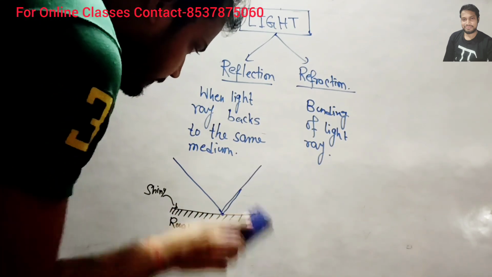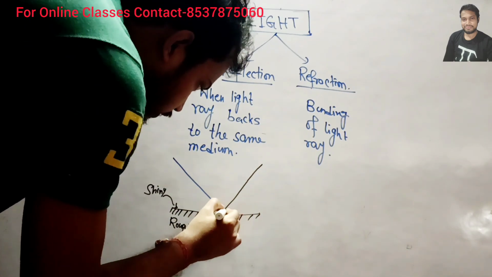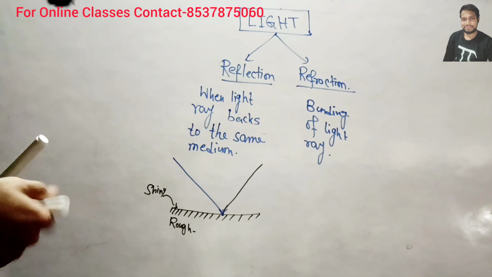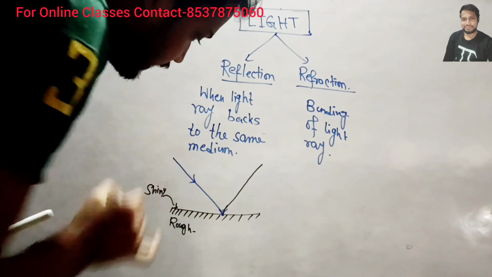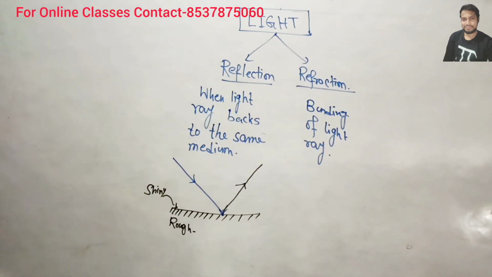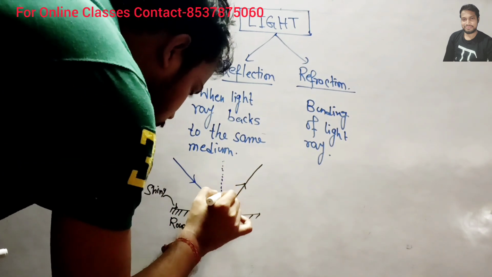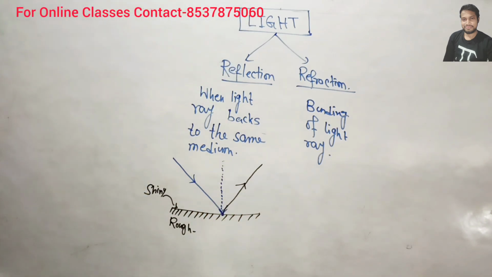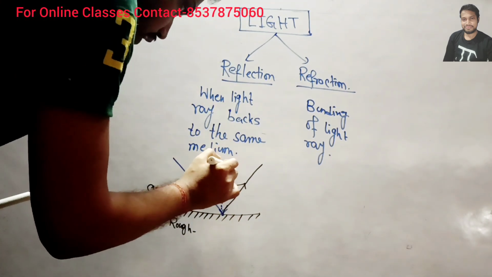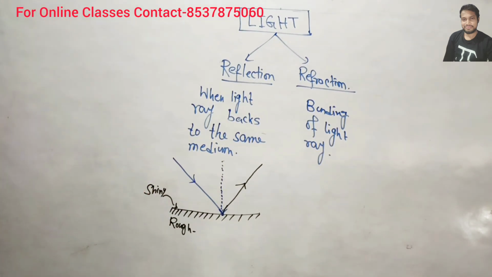This blue line is the incident ray and this black line is called the reflected ray. And we have to take a normal in between them. A normal is an imaginary line, so we have to use a dotted line. We can't use a straight line.